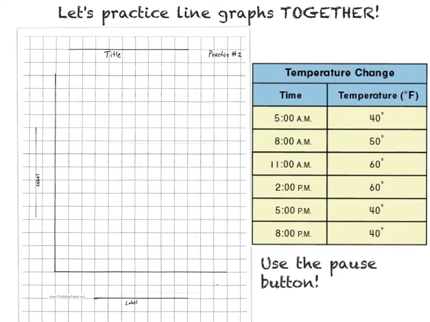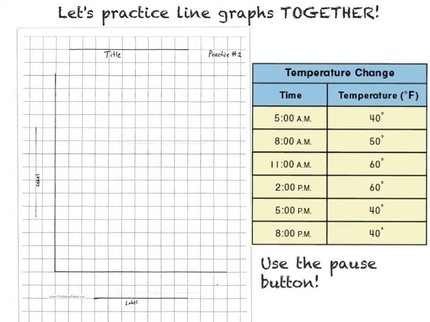Now it's time for us to practice together. We're going to take the information from this table and make it into a line graph. After each step, please hit the pause button and complete the same task on your own graph paper. In the end, your graph should look exactly like the one on the screen. Are you ready? Here we go.